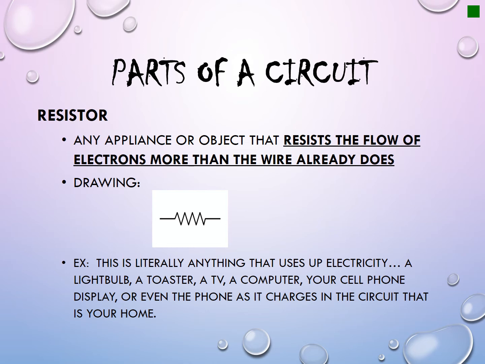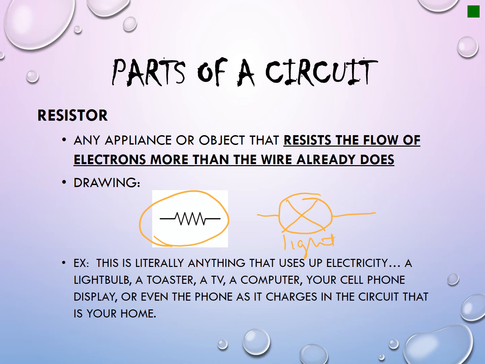Okay, then you have a resistor. A resistor is any appliance that resists the flow of electrons more than the wire already does. So it increases the resistance, meaning it uses up some of that electricity. So here's an example of a resistor. Sometimes they draw a circle with an X through it that represents a light bulb. Sometimes they draw it, but try to keep it easy on yourself.